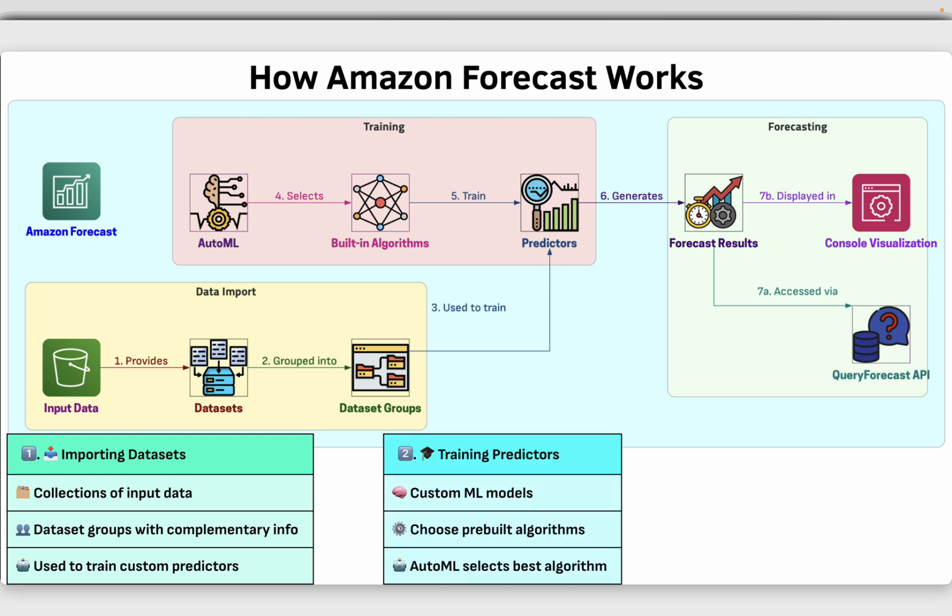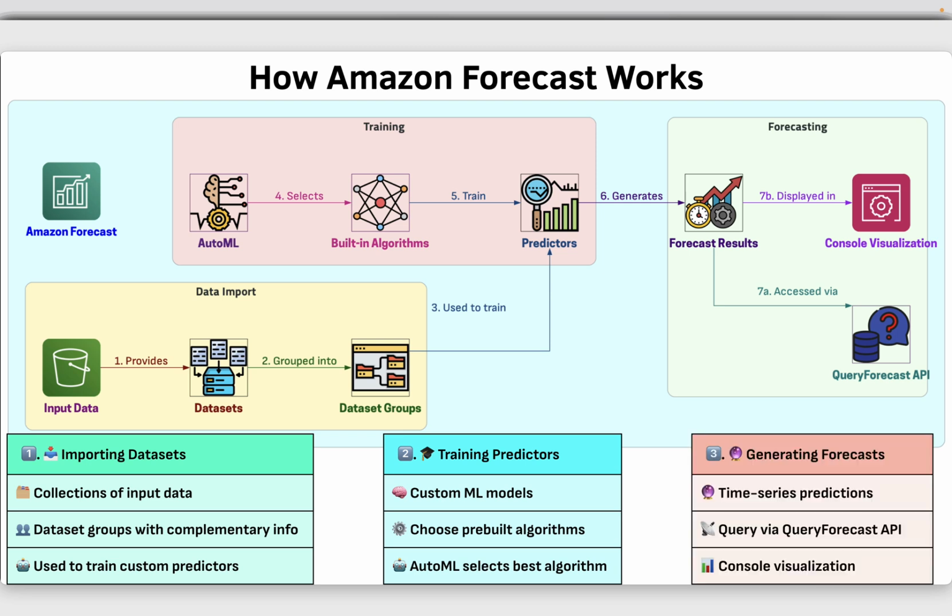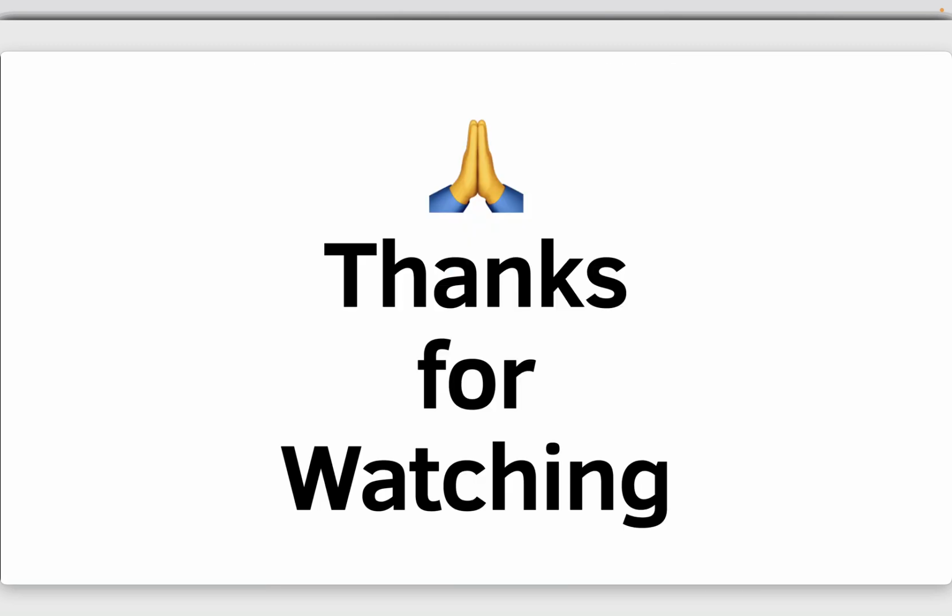Training predictors. Predictors are custom models trained on your data. You can train a predictor by choosing a pre-built algorithm or by choosing the AutoML option to have Amazon Forecast pick the best algorithm for you. Finally, you generate forecasts for your time series data. You can query them using the Query Forecast API or visualize them in the console. And that's all. Thanks for watching.